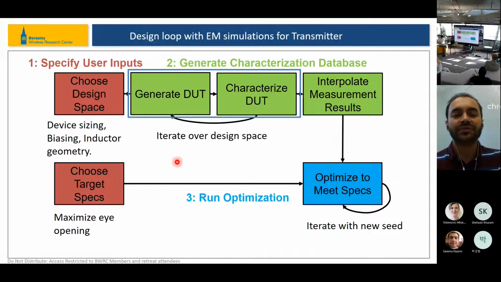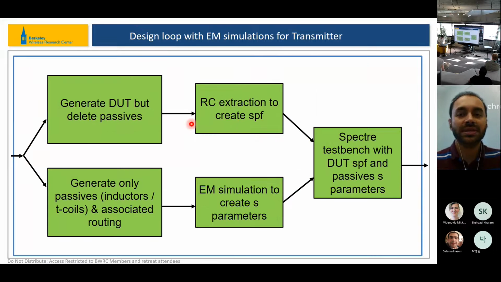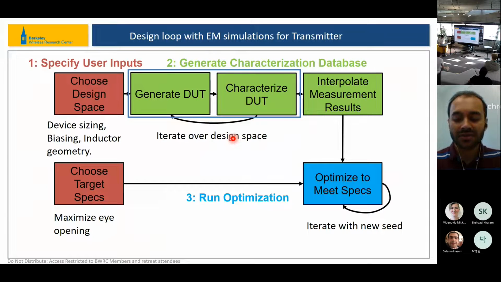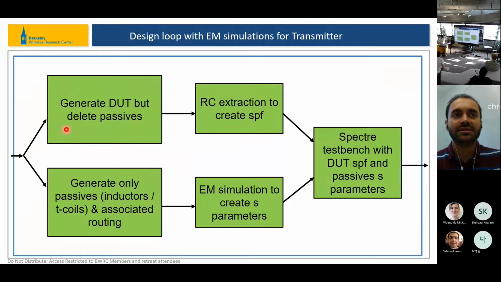If you remember this picture from a few slides back, I told you how once we generate a DUT, we characterize the DUT, and then we keep iterating here to create the full characterization database. But now if your DUT has a passive component like an inductor, like maybe you are trying to do an LC oscillator or something, then you split up these two stages into a few different substages. You first generate the DUT. The layout generator will generate everything in the DUT, including the transistors and the power fill and everything, but it will delete the inductors because you don't want to extract the inductors.